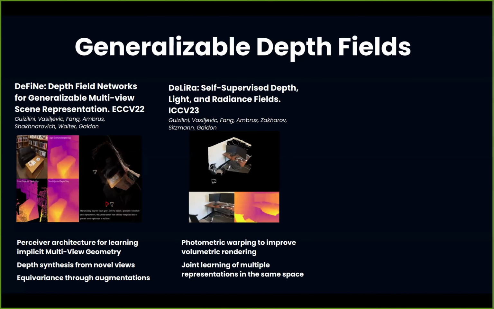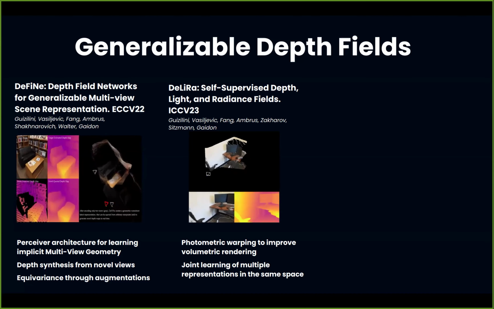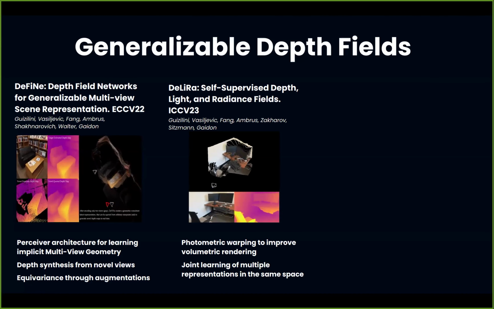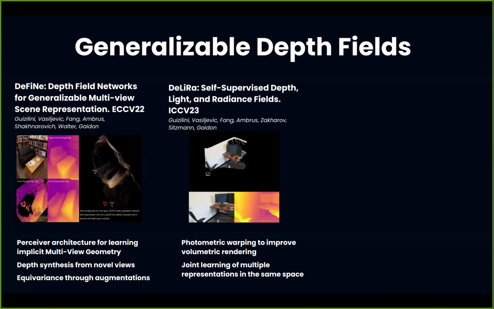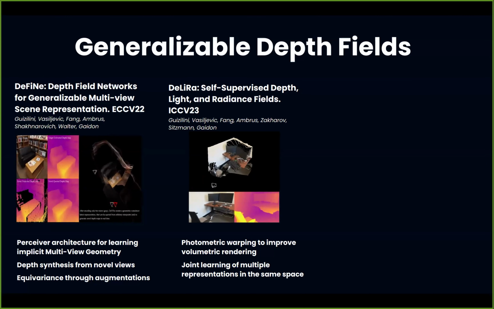The next method I'll talk about is called DeLiRa, and I'm staying very high level over here, but obviously there are many technical details in getting these to work properly. DeLiRa stands for Depth, Light, and Radiance fields, and we made 2 main contributions over here. The first is we show that the self-supervised photometric objective can be used to improve volumetric rendering. This helps fix the shape-radiance ambiguity that's an issue with radiance fields.